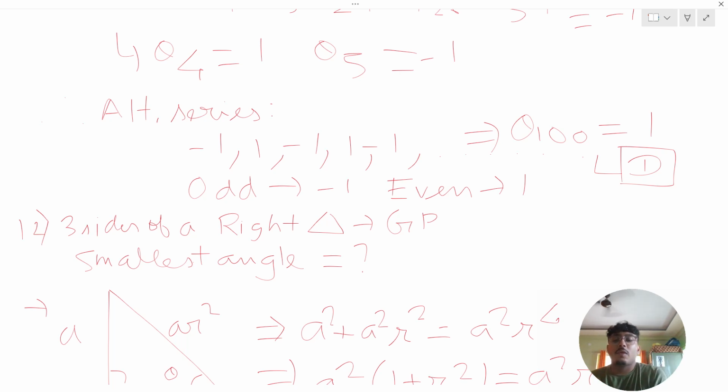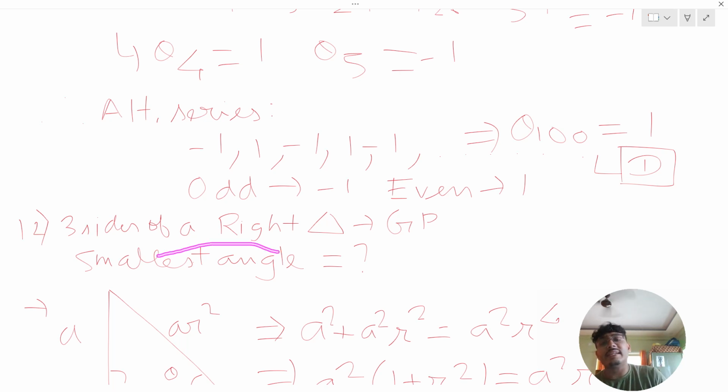Question number 12. We have three sides of a right angle triangle given in GP. We need to find the smallest angle. Easy question. It's very amazing to see these small conceptual things being asked in ISI's examination. It's an easy question. It's a really easy question.